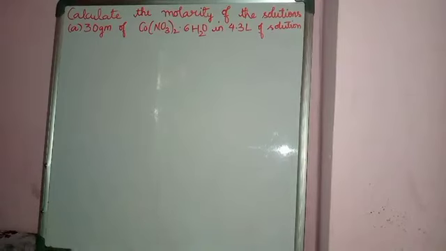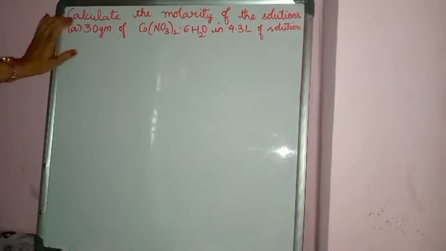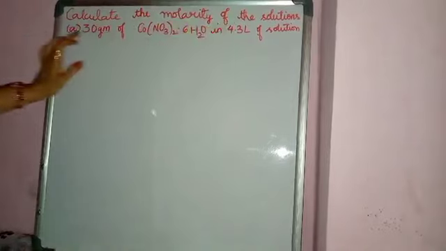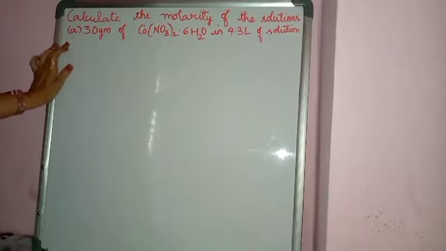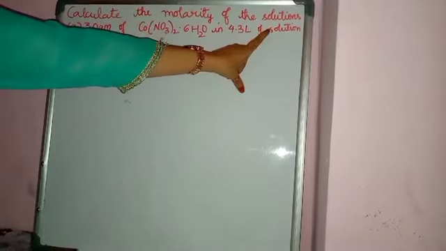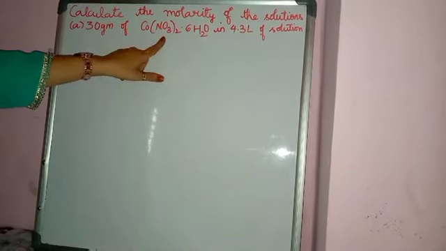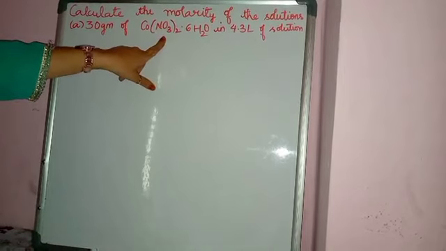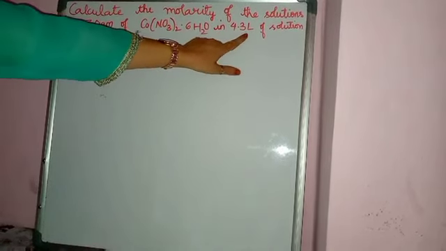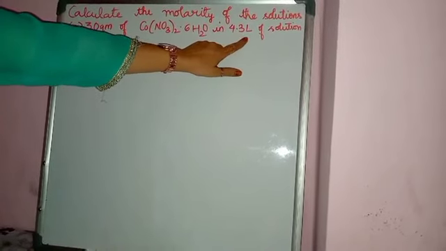To my channel. Today we are going to find out molarity. As you can see, this problem is asking to calculate the molarity of any given solution. Here it is given 30 grams of hexahydrate cobalt nitrate and the volume is given in liters. How much is it? 4.3 liters.